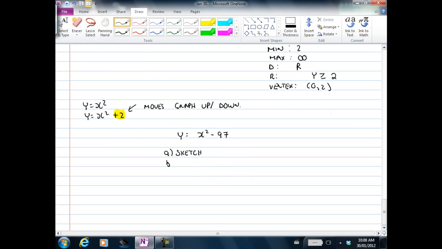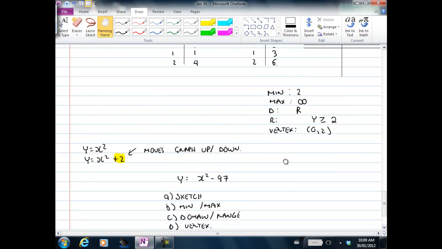B, what's your min? What's your max? C, domain, range. We don't need a table anymore because you guys are big kids now. Okay. Finally, D, I'm going to ask you for the vertex. Without doing a table, from this, go to the sketch right away. Let's see how we can do that.